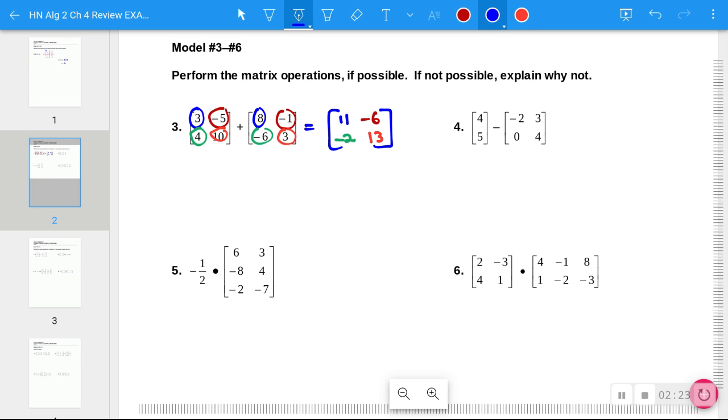So that's how you add matrices. And you should know that adding matrices and subtracting matrices requires them to be the same size. So on the next example, where you have a 2 by 1 matrix and you're trying to add it to a 2 by 2 matrix, you're not going to be successful. This is undefined.